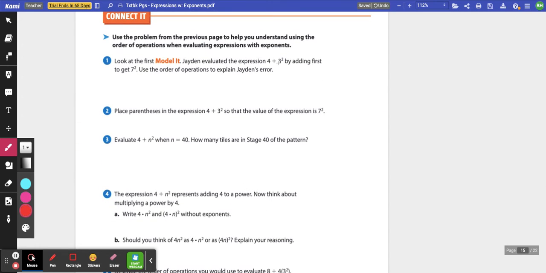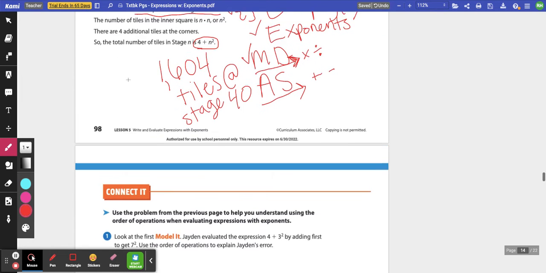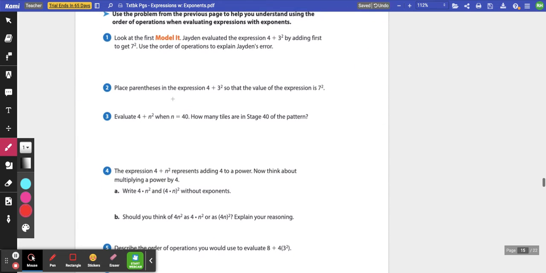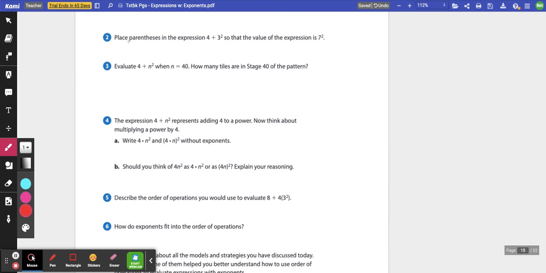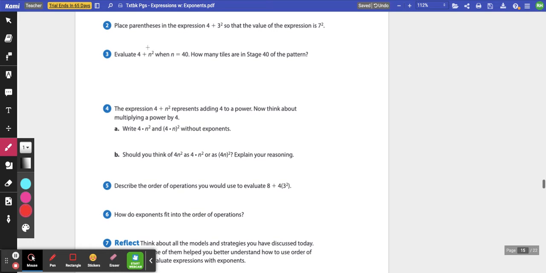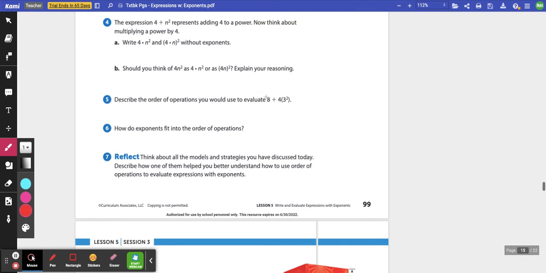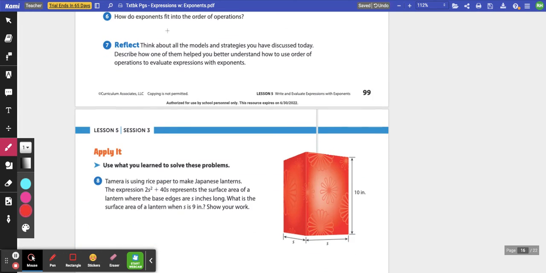Let's look down here. First they did 4 plus 3 squared, so they're kind of going through how they ended up getting all of these other examples up here. Place parentheses so that we get 7 squared, and so on. How many tiles are in stage 40? We just figured out it was 1604. With or without exponents. How do exponents fit into the order of operations?